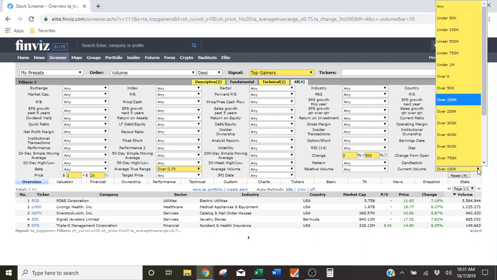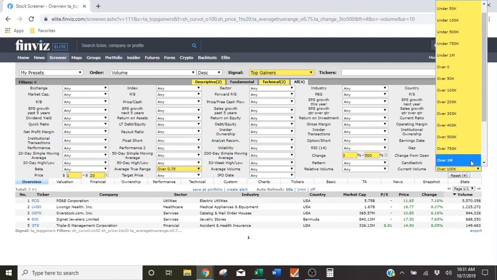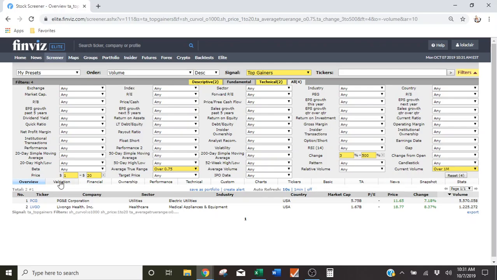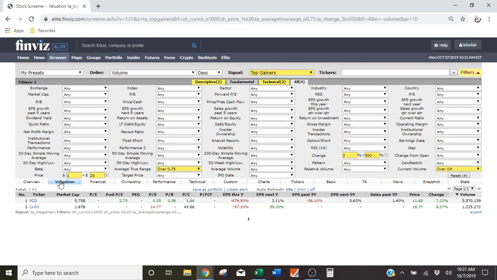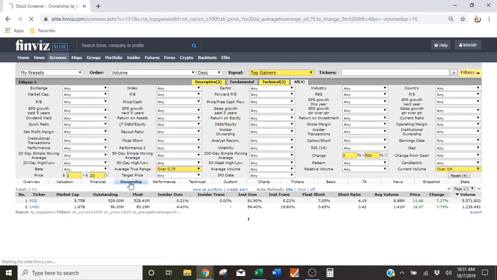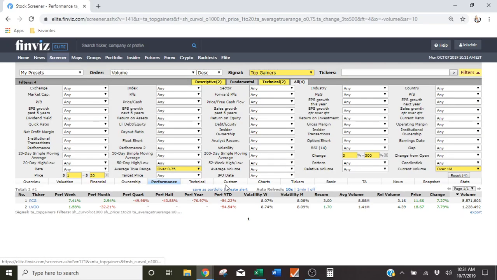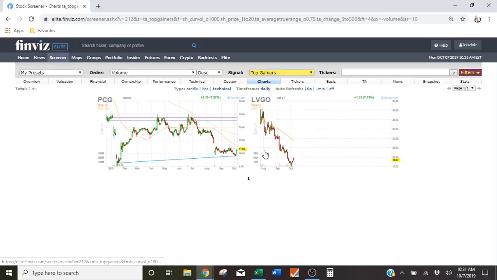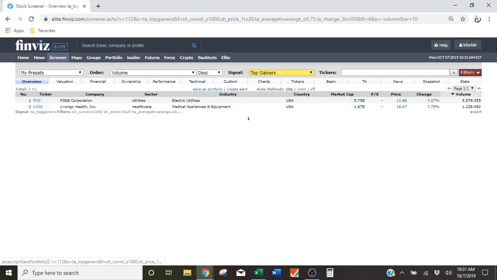There are times I go in and I just change this up. If I see nothing's really moving, I can go in and just set it up over 1 million shares, current value over 1 million shares, and it'll break it down for you. Now you can also click on these tabs, see the valuation, the financial, ownership, performance. I don't really use these, but what I use most of the time is the charts. I'll go in and just get a quick view of the chart and see which one looks like something that I usually trade. If not, then I just keep it on the overview.